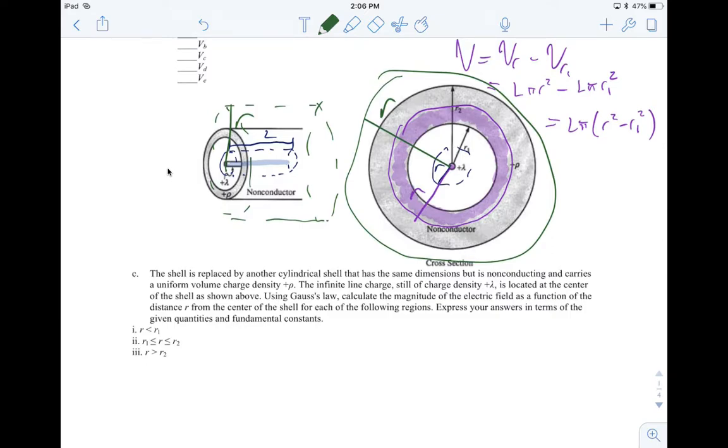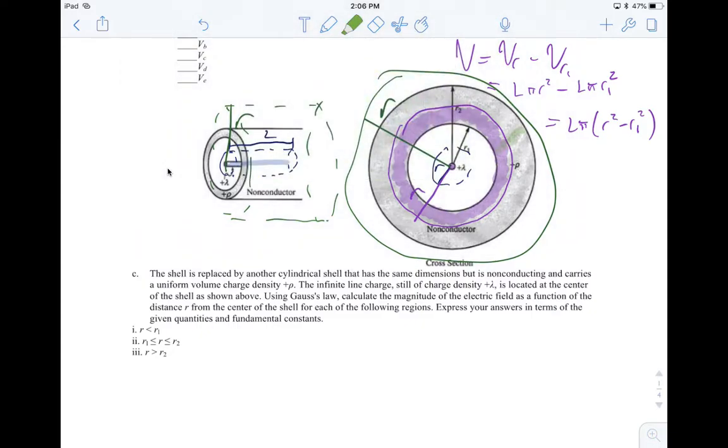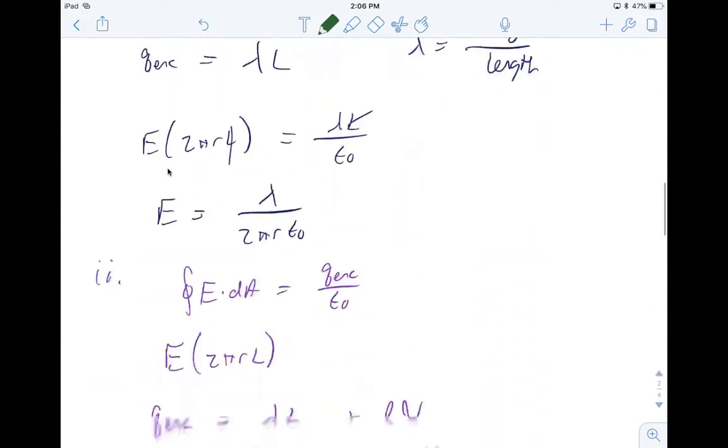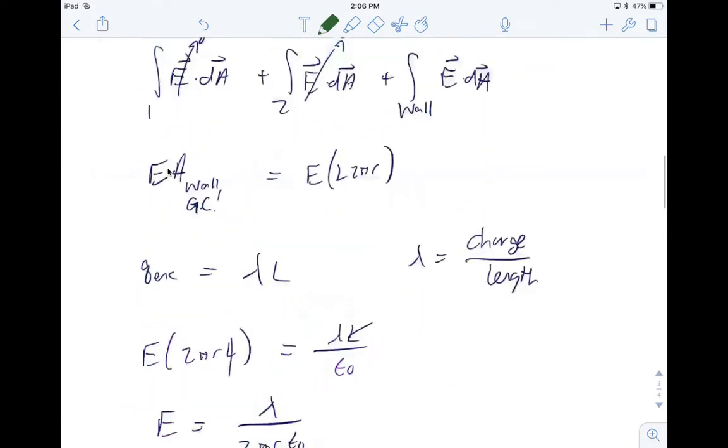So now when we consider how much charge we want, we are going to be taking all of this shaded region this time. Okay, so our volume of that shaded region is going to kind of look like the original equation that we had, except we're going to replace R with R2. Okay. So what part is this? Part 3.